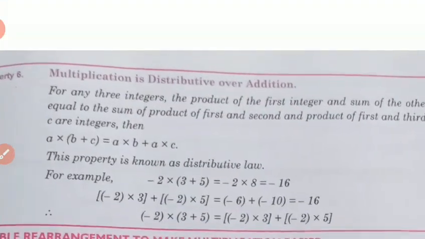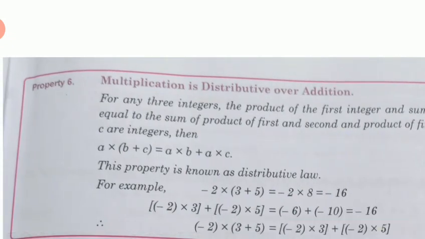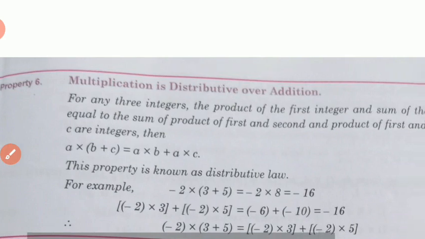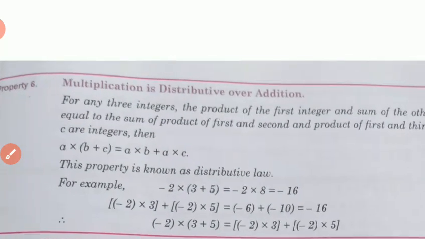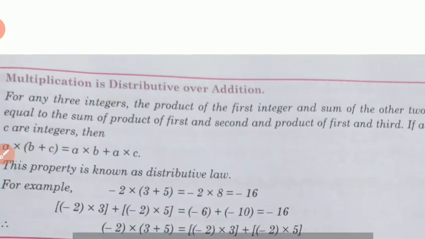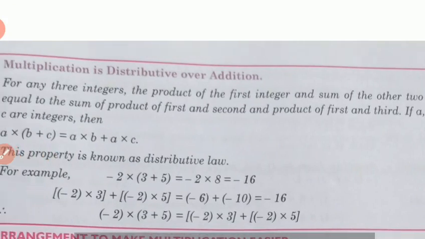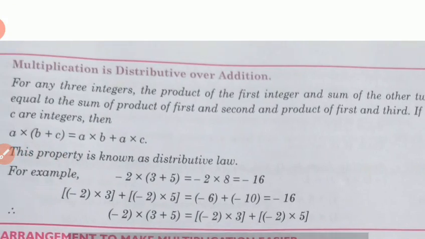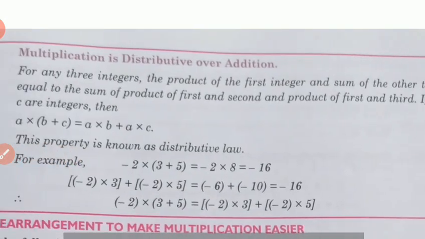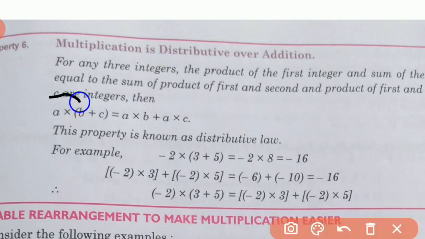Now we'll see the last property, the most important property, property 6. Multiplication is distributive over addition. Here also we'll see 3 integers. For any 3 integers, the product of the first integer and the sum of the other 2 is equal to the sum of the product of first and second and the product of first and third. Let us see this by one line. If a, b, c are integers, then a into bracket b plus c is equal to a into b plus a into c.